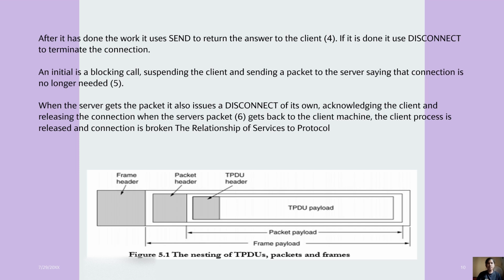Initially it is a blocking call, suspending the client and sending a packet to the server saying the connection is no longer needed. When the server gets the packet, it also issues a disconnect of its own, acknowledging the client and releasing the connection. When the service packet gets back to the client machine, the client process is released and the connection is broken. So this is the whole thing in which the connections are sent.